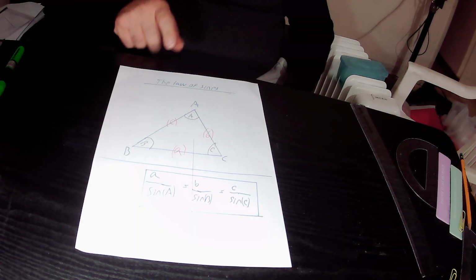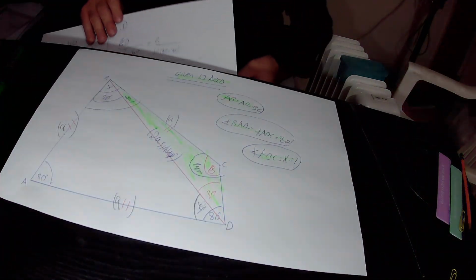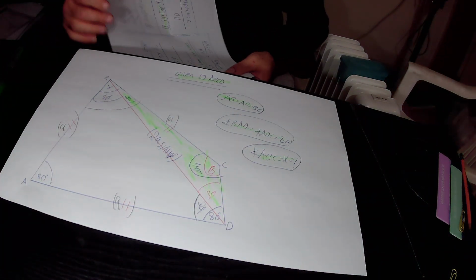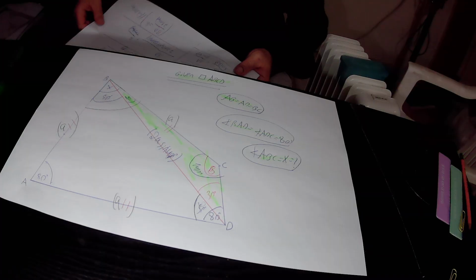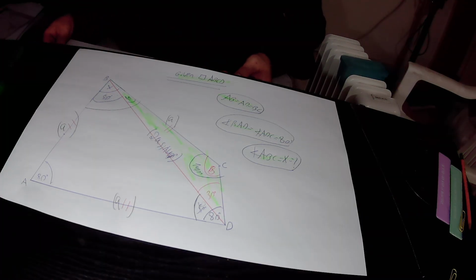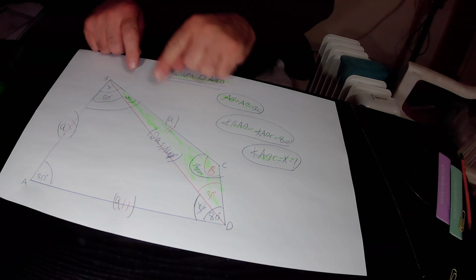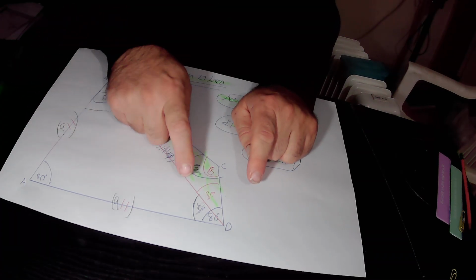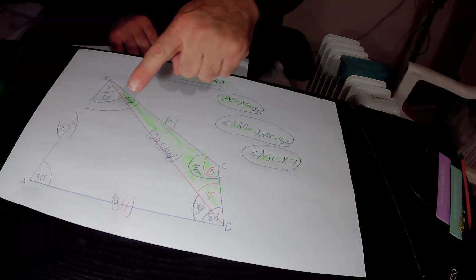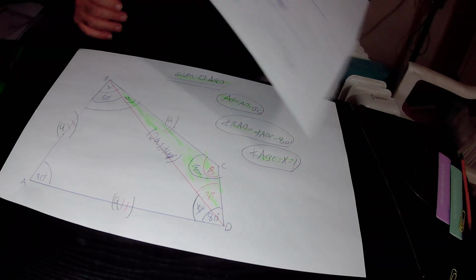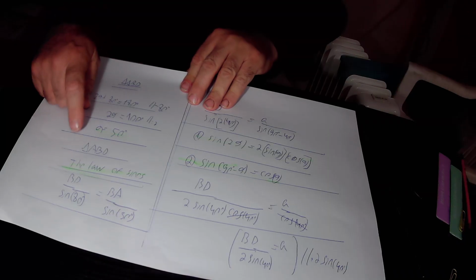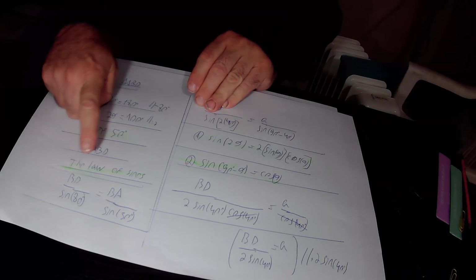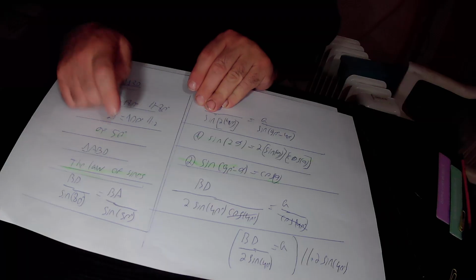Now, triangle ABD. In this triangle ABD, according to the law of sines, BD over sine 80 degrees equals BA over sine 50 degrees. Again, in triangle ABD, according to the law of sines, the following equation holds: BD over sine 80 degrees equals BA over sine 50 degrees.